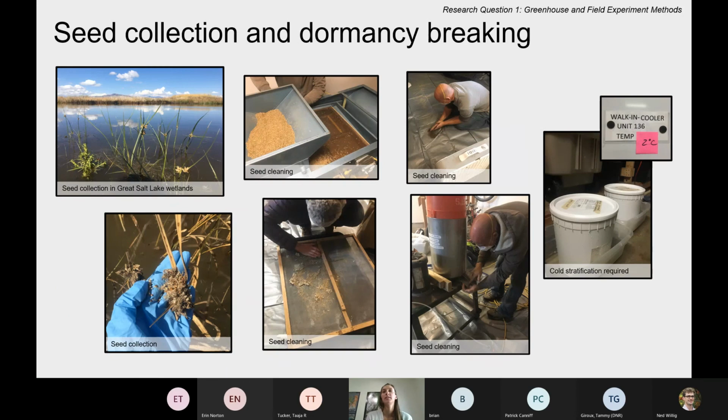In preparation for the experiments, we secured seeds from our partners and also collected them from the wetlands. And many of these species exhibit dormancy, which is a characteristic that prevents germination even under ideal conditions. And so to break that dormancy, we have to either apply a cold stratification or some type of scarification treatment. So I just wanted to mention that was all done in preparation for these experiments.